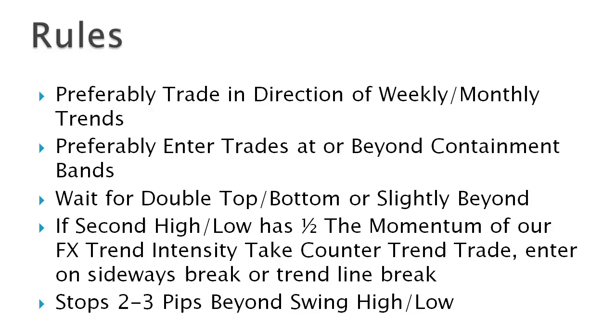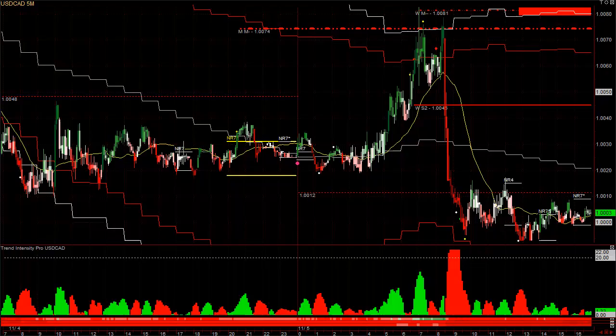Let's look at some examples. Here we have the dollar CAD. As you can see, the day started off, the daily, weekly, monthly trend was down. The price came up, hit our upper containment band. It also hit a pivot level. There's a weekly pivot level up here, and we have a counter trend stat tool signal for sells.